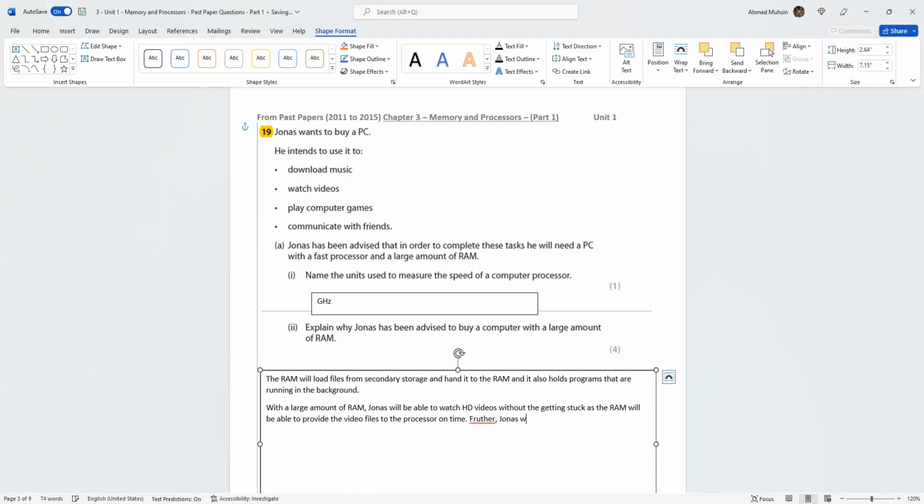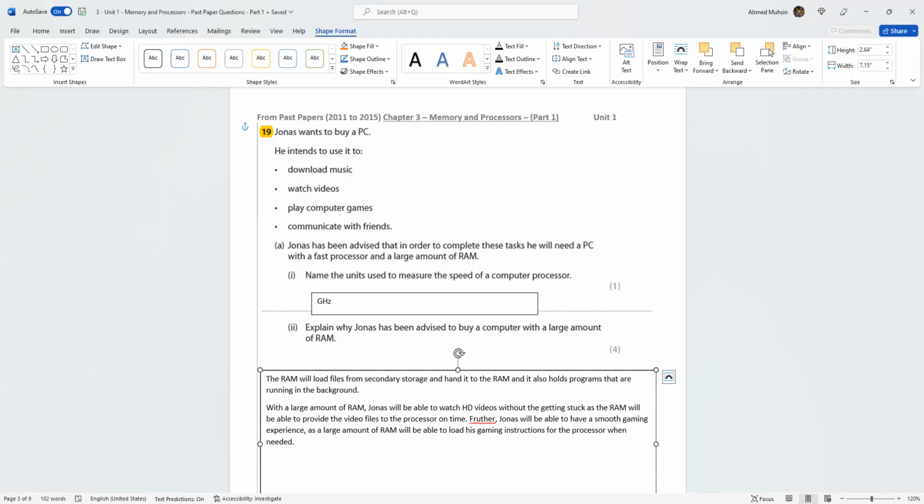Further, Jonas will be able to have a smooth gaming experience, as a large amount of RAM will be able to load his gaming instructions for the processor when needed. Okay, so when you're playing games, a lot of instructions need to be loaded immediately.